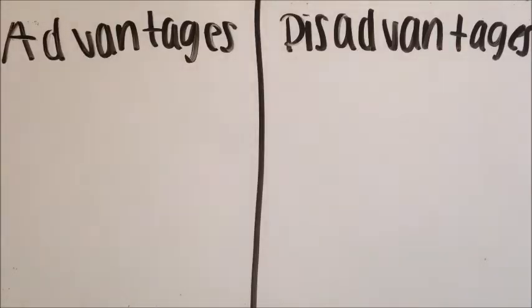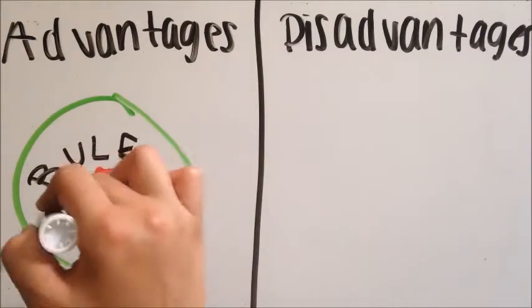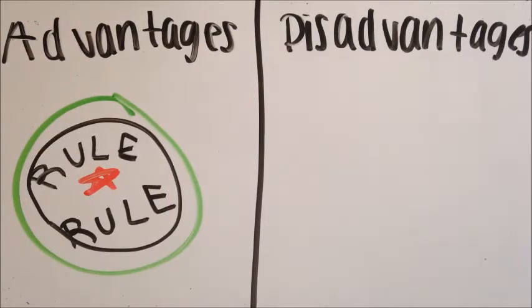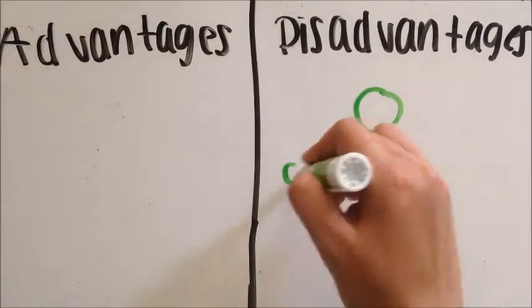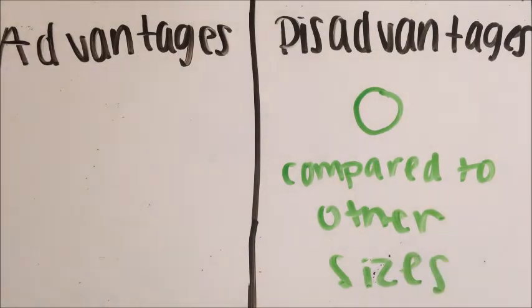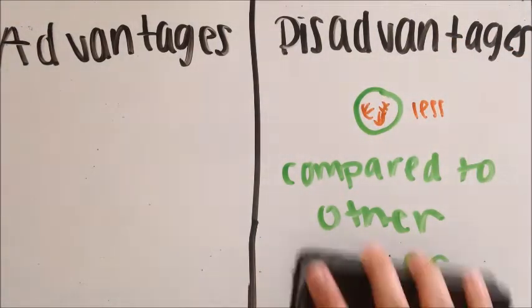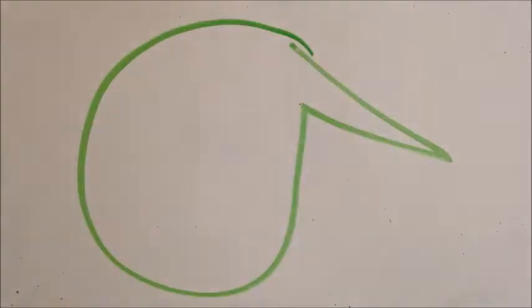The advantages are that if the capital is in the center, then the shape eases its ability to rule the regions around the center. A disadvantage of a compact state would be they have less resources due to their small size. Let's move on to protruded states.